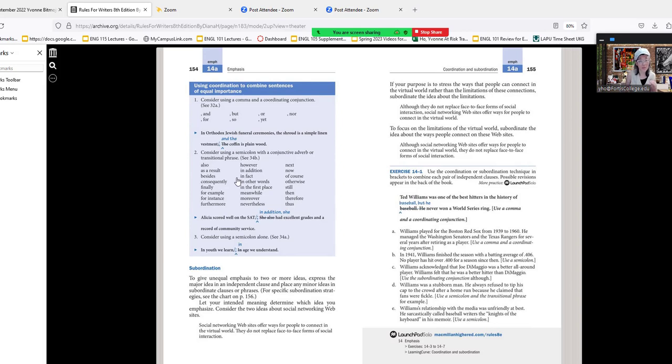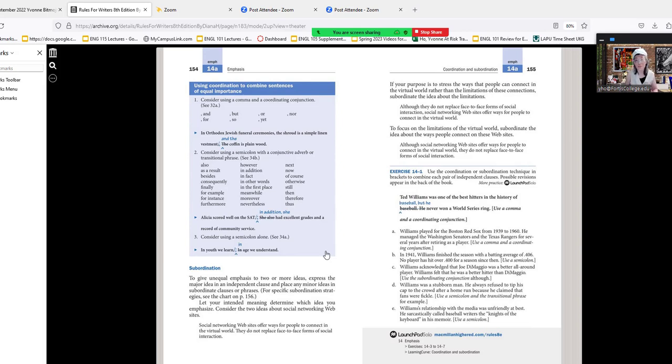Also, as a result, besides, consequently, finally, for example, for instance, furthermore, all of that, different ways of saying and; then however, in addition, in fact, in other words, in the first place, meanwhile, next, now, of course, otherwise, still, then, therefore, thus. And so if you want to use however, that's a different way of saying but. So these are all different ways of saying fanboys. You just have to use different punctuation. If you use these coordinating words in between your sentences, then you are combining two ideas of equal importance. Now we're going to move on to subordination.